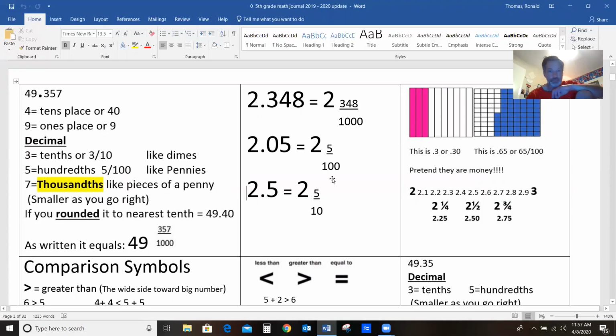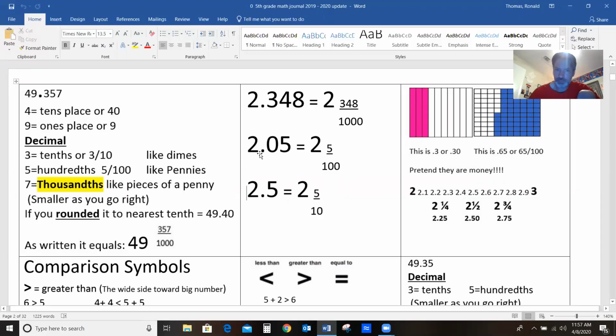Just a quick example. Here's more of how you write them. 2 and 348 thousandths. Look, 2 and 348 over 1,000. 2 and 5, that's hundredths, so 2 and 5 over 100. 2 and 5 tenths. Remember, these are not the same thing. I see a huge mistake every year.